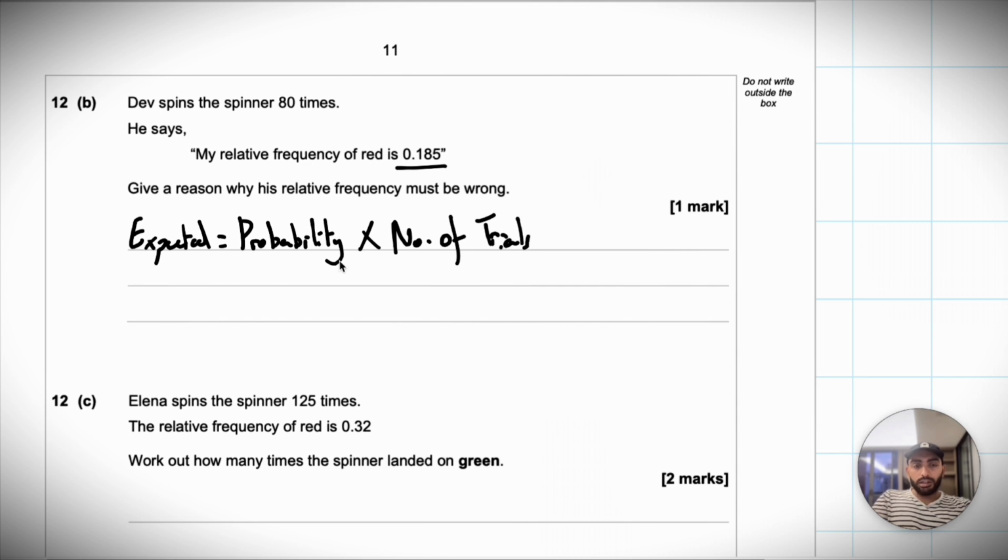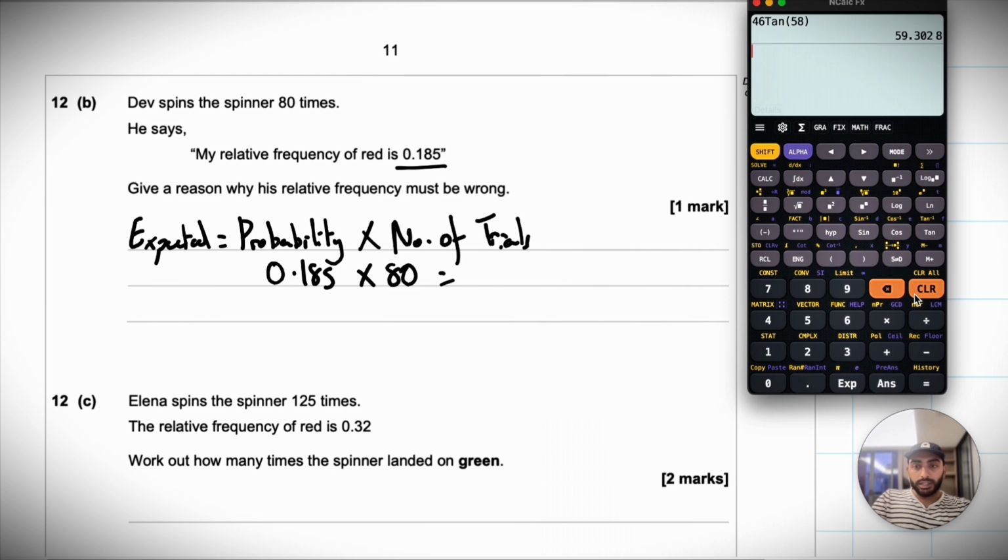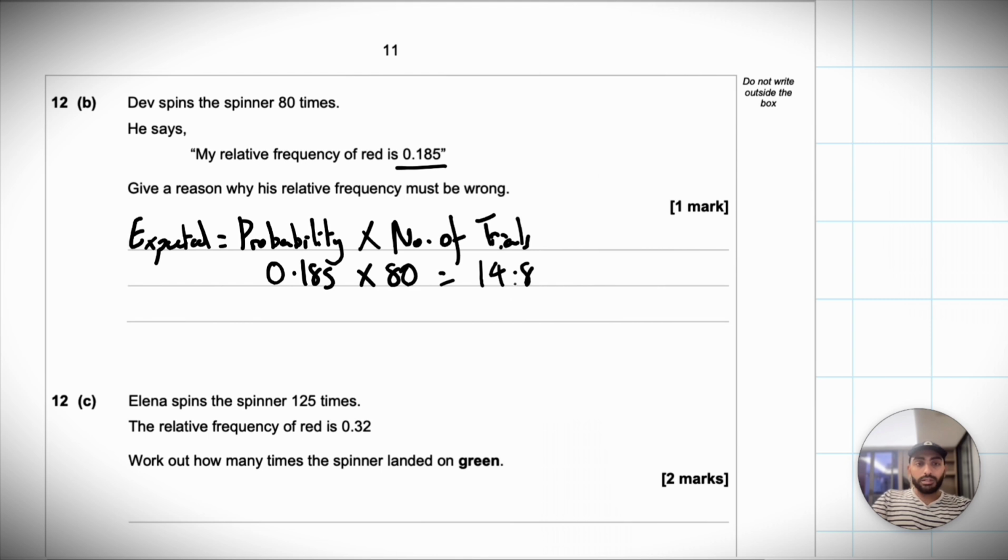And this is just saying, if I know the probability and I know how many times I do something, I would have a rough idea of how many times I would expect that thing to happen. The spinner has been spun 80 times, so that's my number of trials, and the probability of getting red is 0.185. So 0.185 times 80 gives me 14.8.